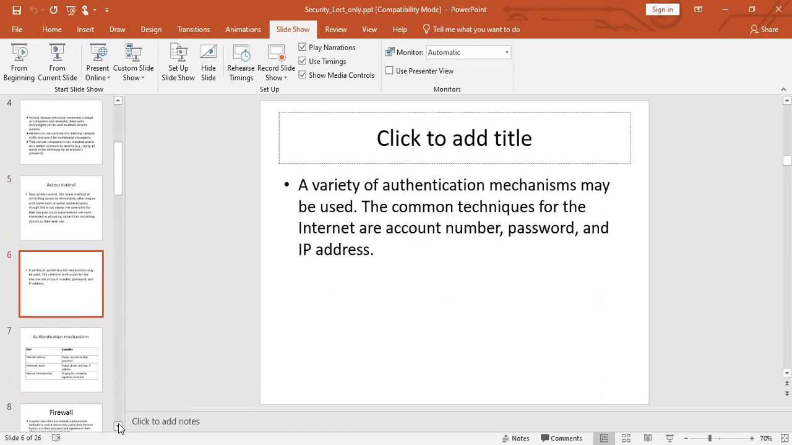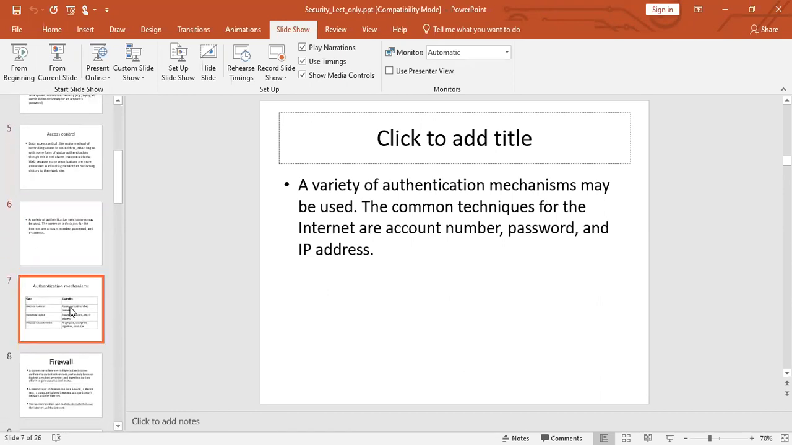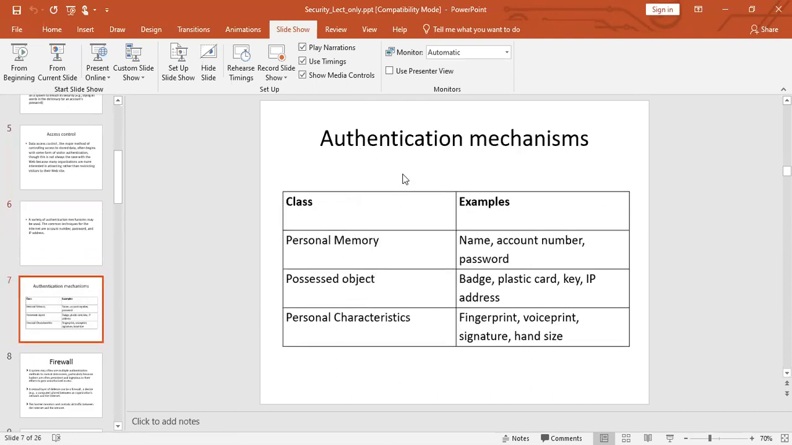But I have more elaborate examples here. I've tabulated some of the authentication mechanisms. We have the class and the example. In terms of those mechanisms which require personal memory, that is those authentication mechanisms that you need to commit to your head, you need to keep them in memory. Examples include your name, your account number, your password.